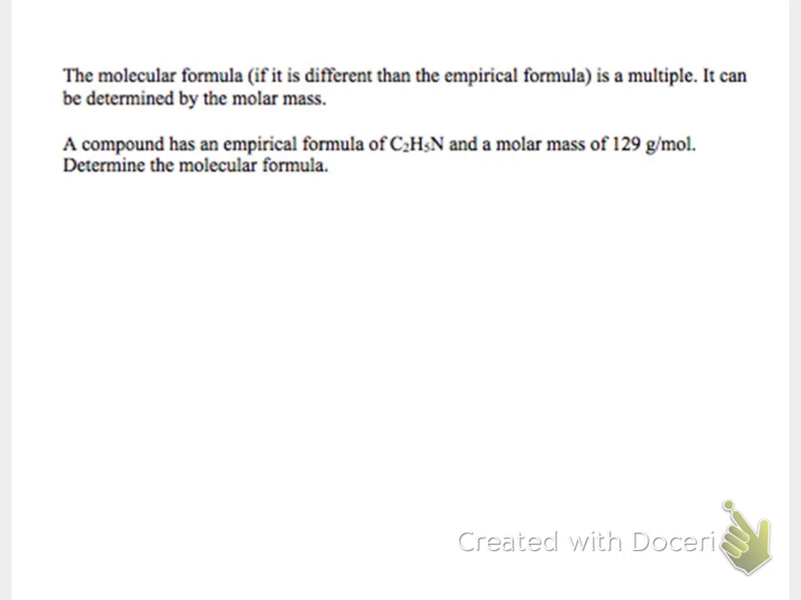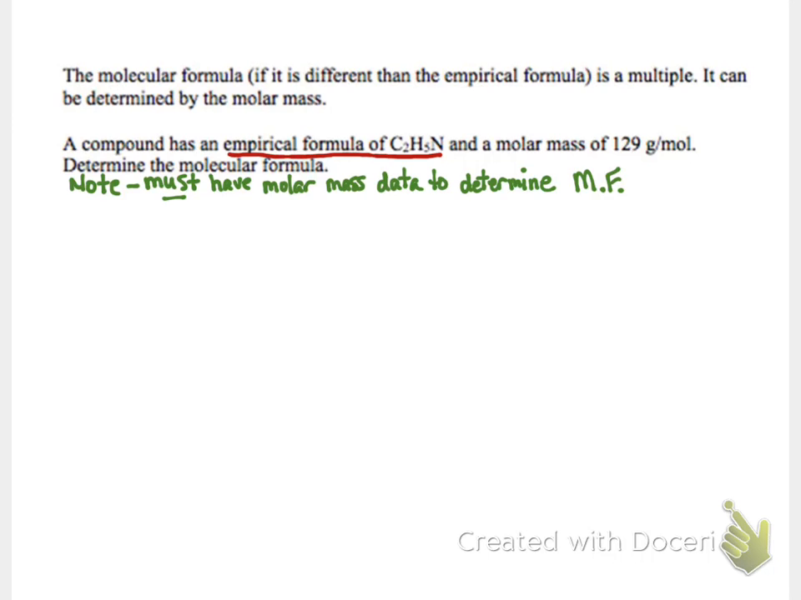The molecular formula, if it is different than the empirical formula, is going to be a whole number multiple, and we can figure that out if we have the molar mass. So here we have a compound. We've already figured out its empirical formula, the work that we did on the previous question. Simplest ratio C2H5N. That's the empirical formula. But we're given the information that it has the molar mass of 129. So we can use that to figure out its molecular formula. We must have the molar mass in order to do this.